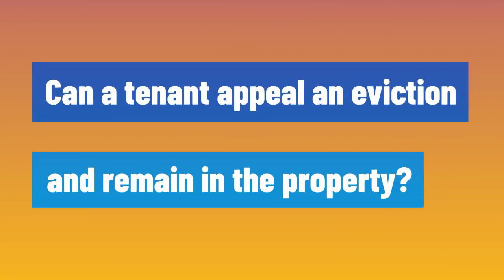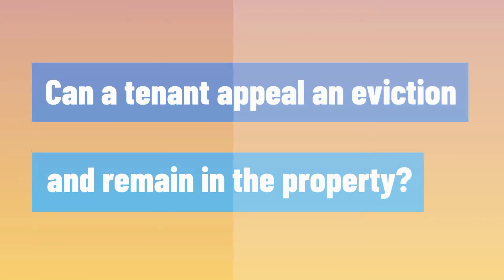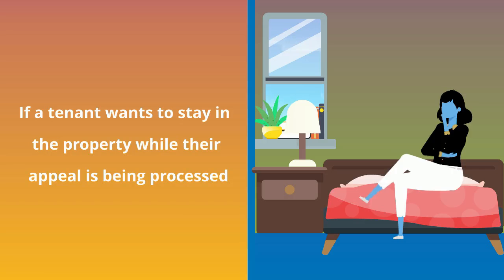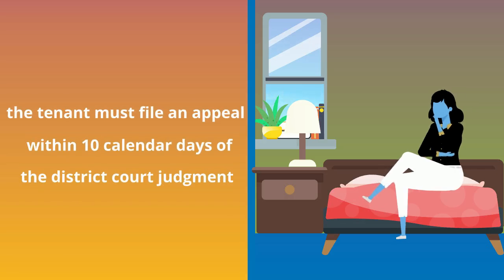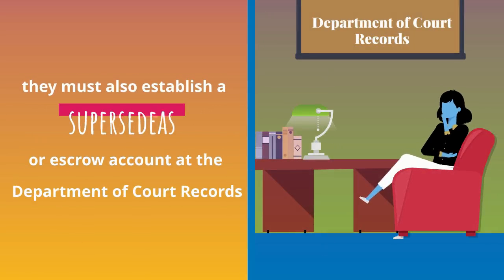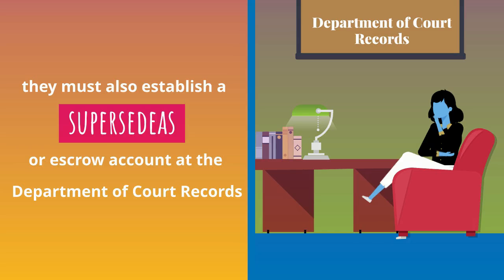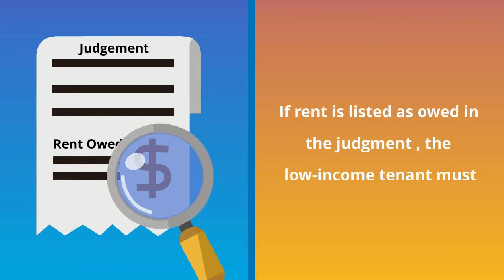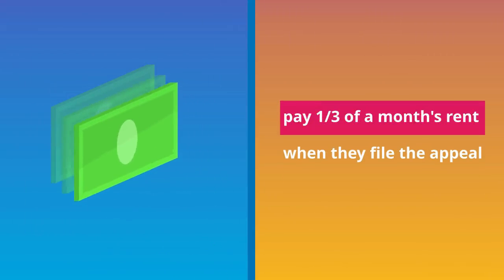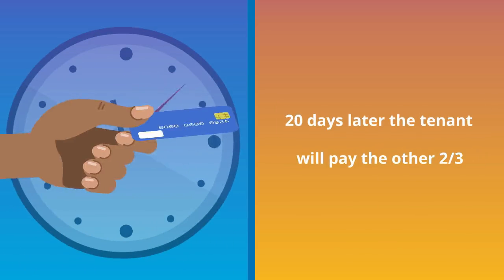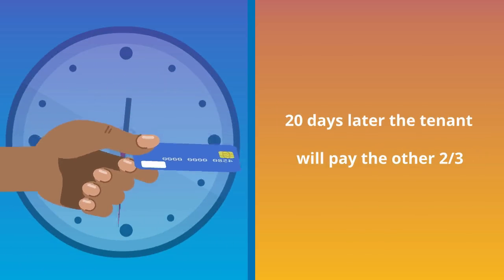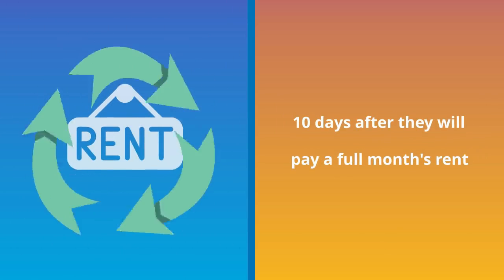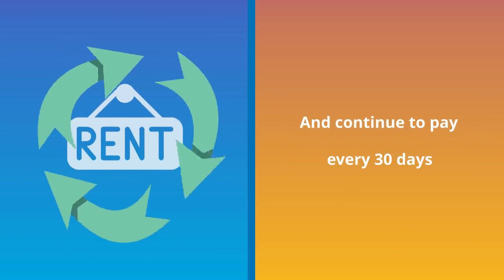Can a tenant appeal an eviction and remain in the property? If a tenant wants to stay in the property while their appeal is being processed, the tenant must file an appeal within 10 calendar days of the district court judgment. And they must also establish a supersedeas or escrow account at the Department of Court Records. If rent is listed as owed in the judgment, the low-income tenant must pay 1/3 of a month's rent when they file the appeal. Then, 20 days later, the tenant will pay the other 2/3, and 10 days after, they will pay a full month's rent and continue to pay every 30 days.